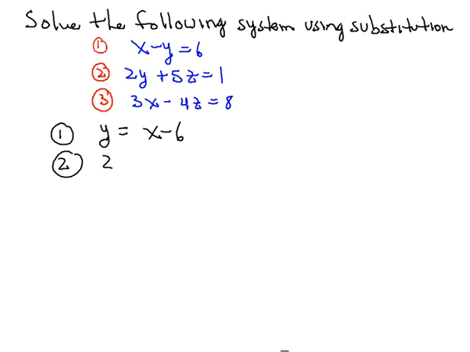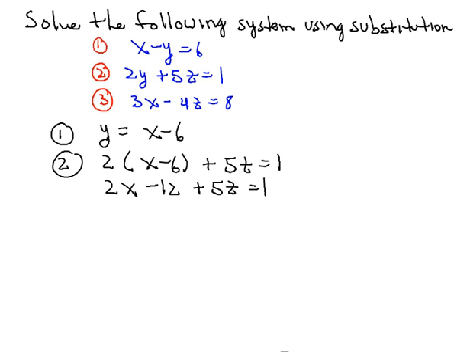So we're going to have then 2 times the quantity x minus 6 plus 5z then is equal to 1. So simplifying, we'll have then 2x minus 12 plus 5z is equal to 1, or then 2x plus 5z then is equal to 13. And I'm going to label this new equation here equation 4.